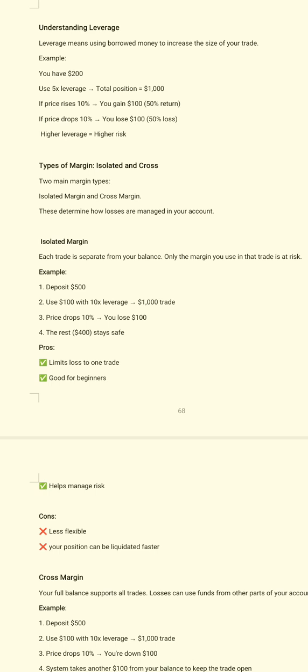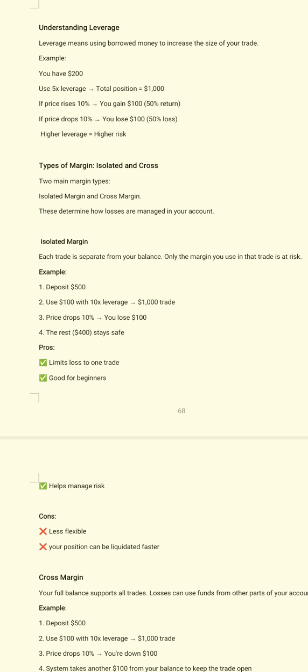Then, types of margin. We have isolated and we have cross margin. Now, what is isolated margin and what is cross margin? Let's start from isolated. Isolated margin means each trade is separate from your balance. Only the margin you use in that trade is at risk.